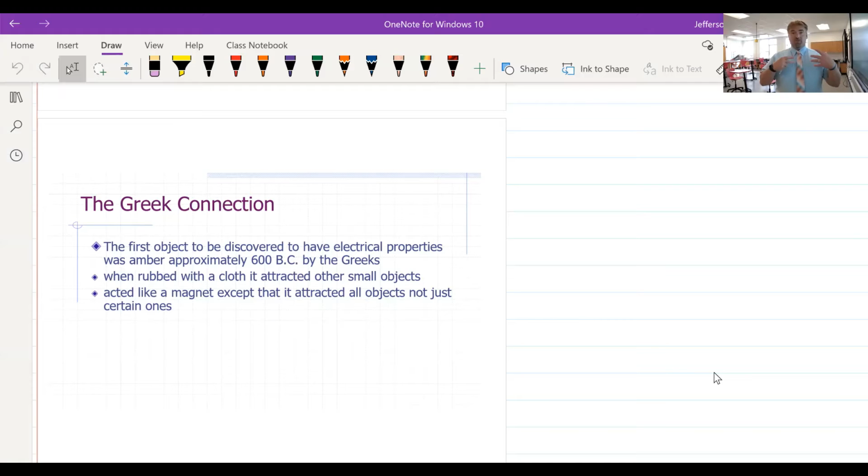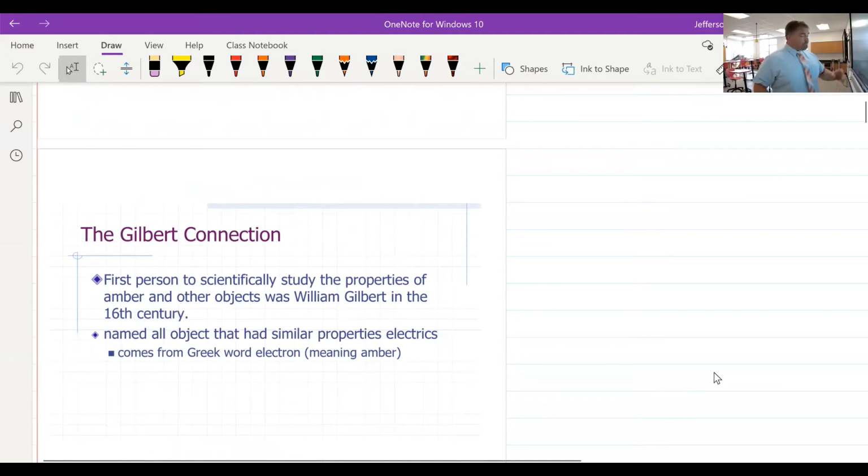It actually behaved a lot like a magnet, which they already knew about, and which we'll talk about in later chapters. But the difference between that and a magnet is that this amber would attract everything, whereas a magnet would only attract certain things. They knew this a little bit, and so they laid some foundations and did some recording of the discovery.